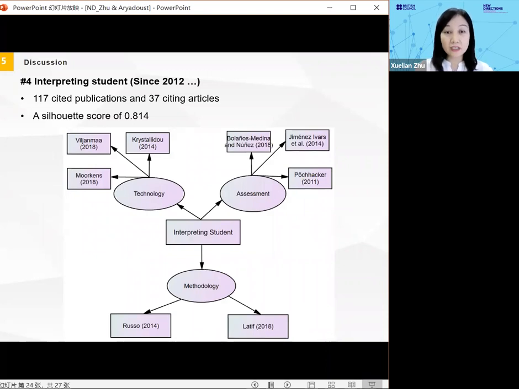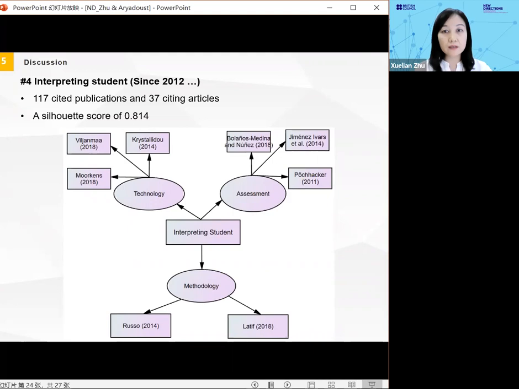For interpreting student, it has enjoyed popularity in research since 2012, and it still enjoys its momentum until the present day. It is a large cluster because we can see there are 117 cited publications and 37 citing articles in it, and the seniority score is relatively high. After coding those papers in this cluster, we have put them under 3 themes. One is technology, second is assessment, and third one is methodology.